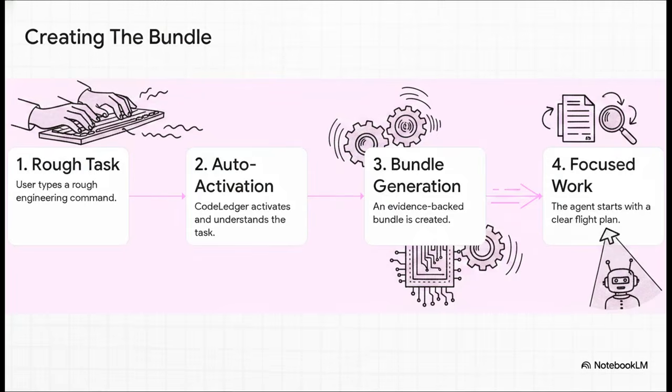And the process itself is unbelievably simple. A user just types their task like they normally would. Code Ledger kicks in automatically in the background, generates this evidence-backed bundle, and only then, once it has its mission, does the agent start working, completely focused and already on the right path.